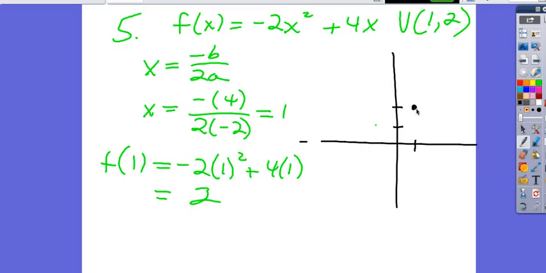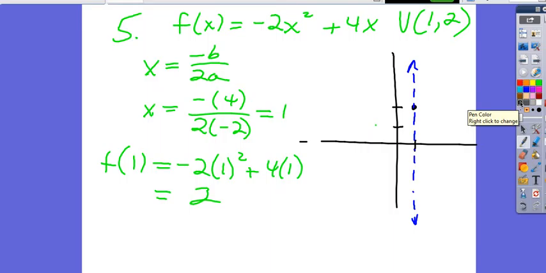Now, once you have your vertex on the graph, it is a very good idea to go ahead and draw your axis of symmetry down through that vertex. And the reason we do that is so that we don't accidentally put the axis of symmetry through the wrong point. It goes through your vertex.